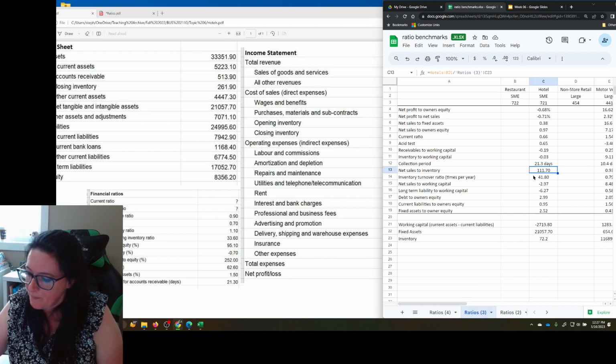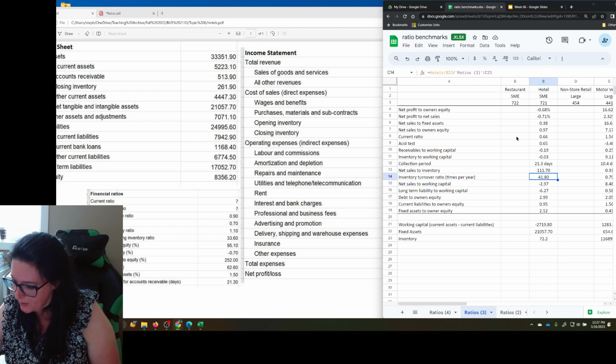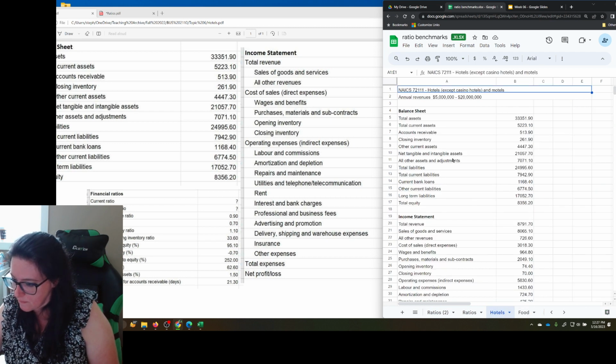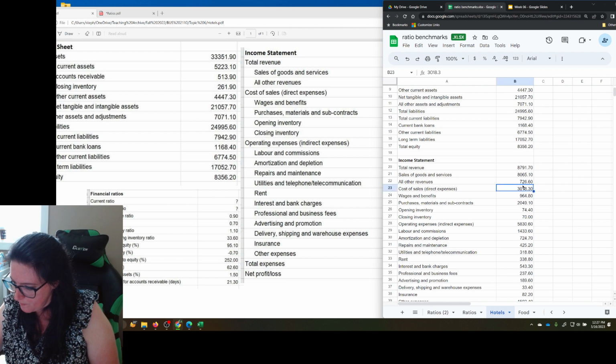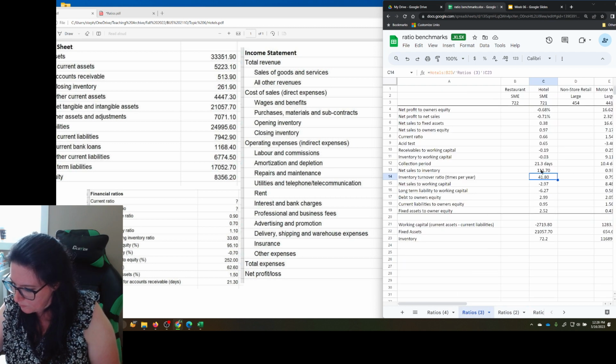Just trying to check why my numbers don't match. So I'm just going to do a double check here. Hotels B23. We have 30130. Okay. All right. Oh, that's divided by. Okay, did I go the wrong direction here?